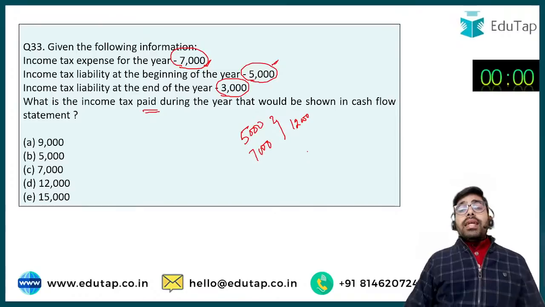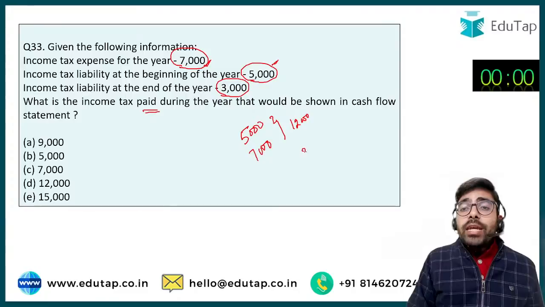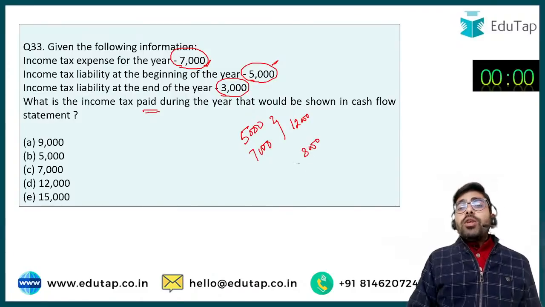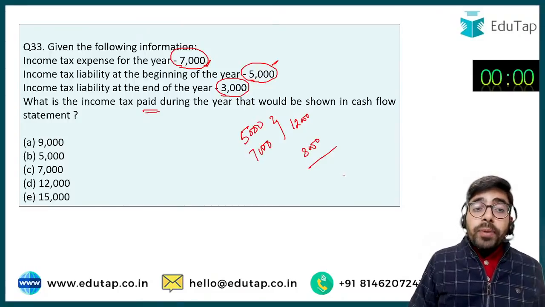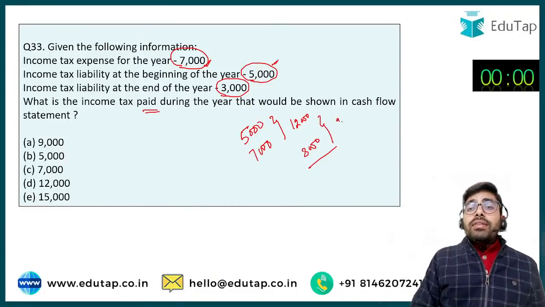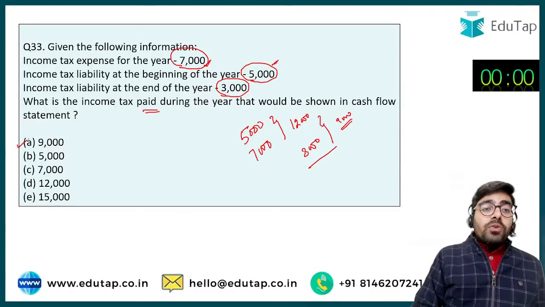The balance that is outstanding on part of that friend is only rupees 3,000. So this means you have already paid 9,000 during the year. 9,000 you have paid during the year. So this difference is going to be 9,000, and so the answer is going to be option number A.